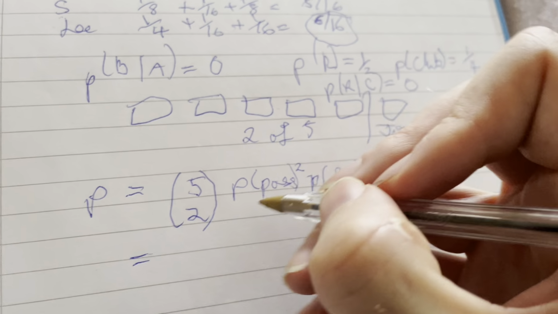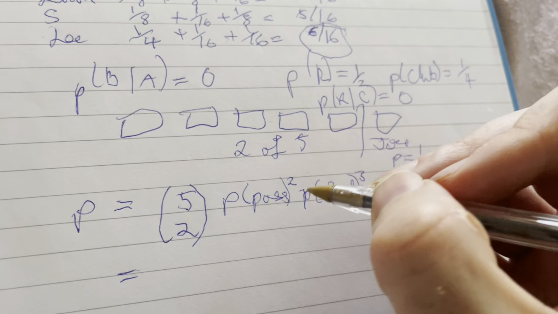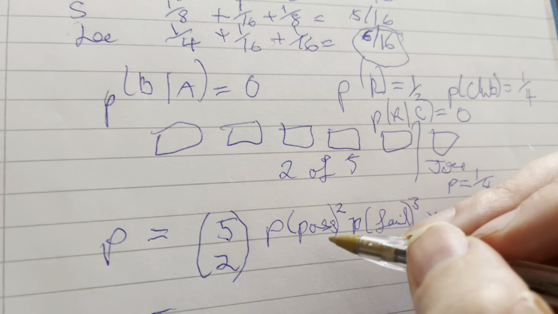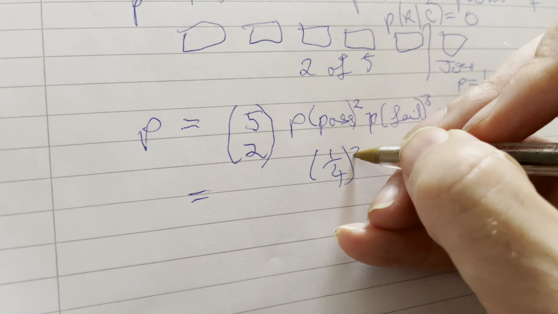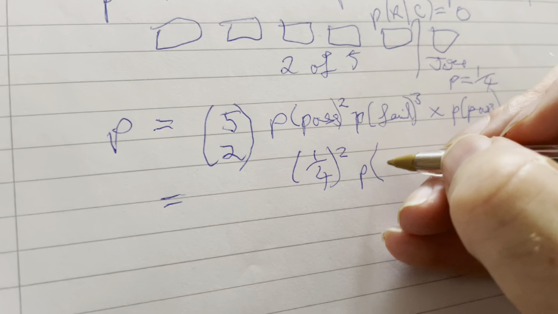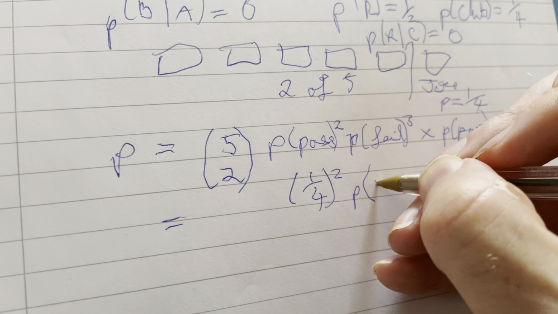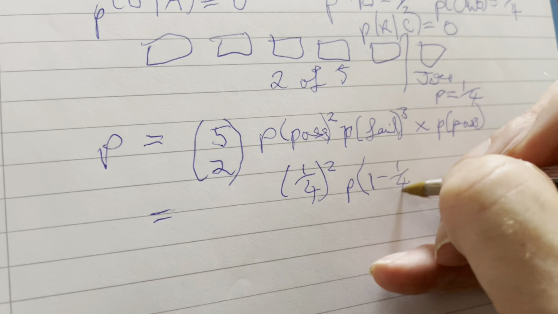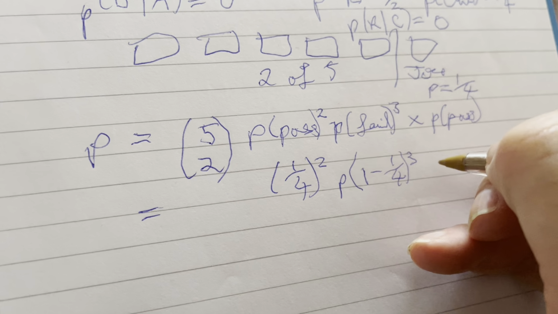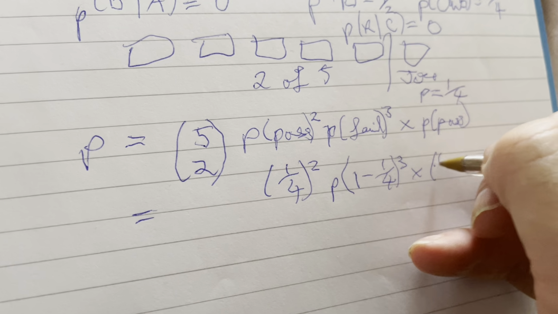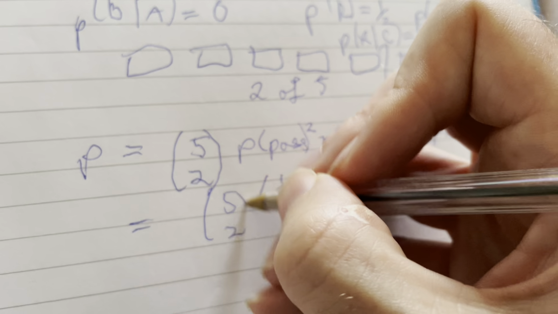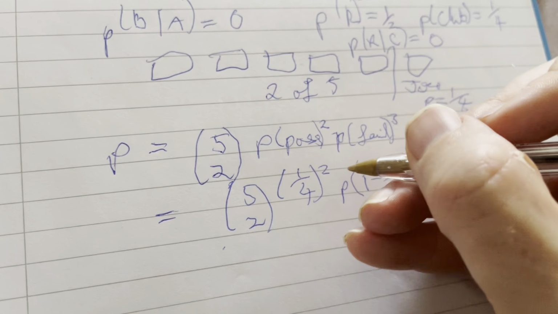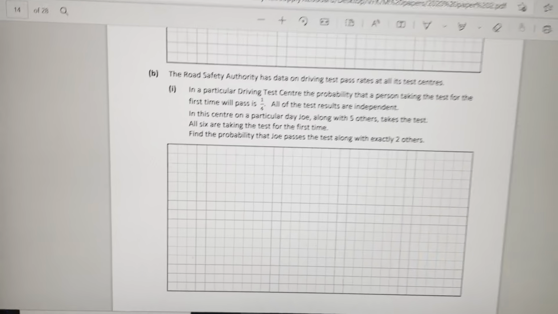So you work out your binomial 5C2. The passing is a quarter, so that's a quarter squared, and the failing is the difference between 1 and that quarter, so it's 3/4, and that's cubed and multiplied by your quarter of Joe passing, and so you work that out. The 5C2 you can put into a calculator. It's grand. Okay, so that one is fairly straightforward.